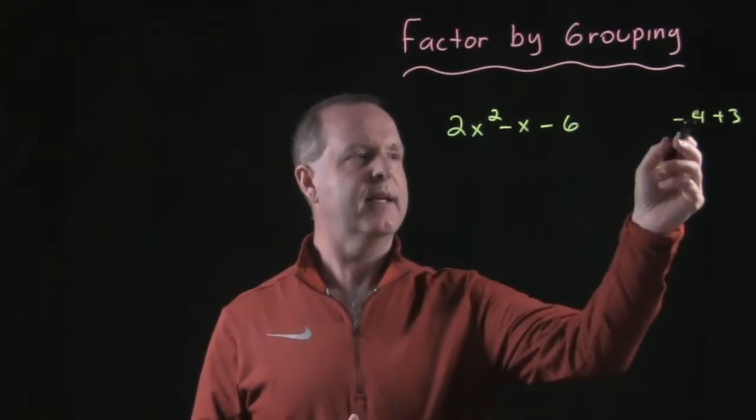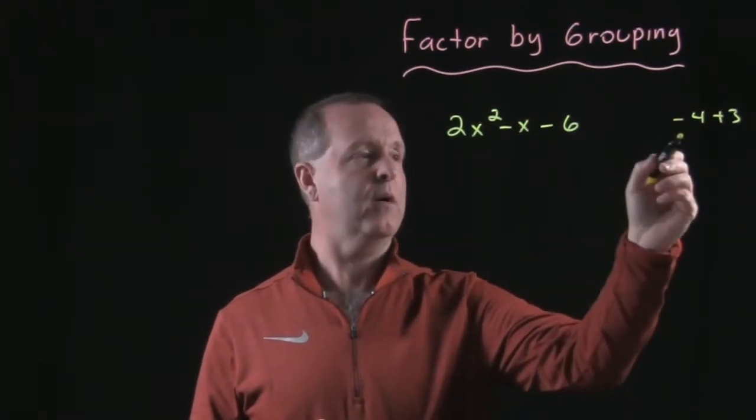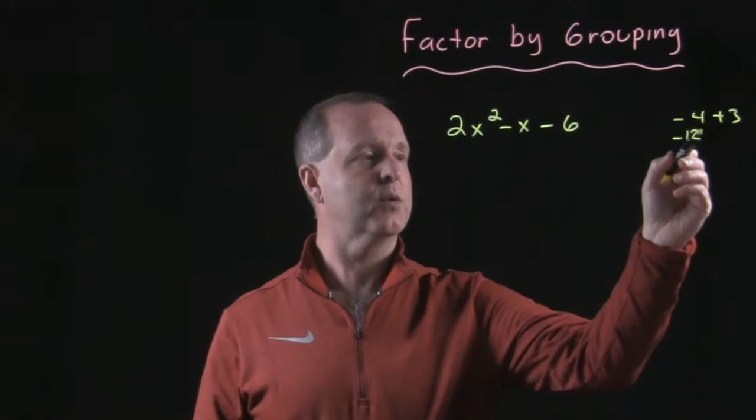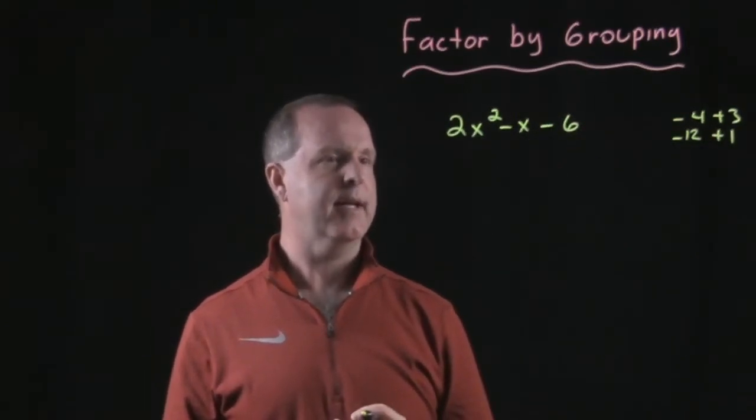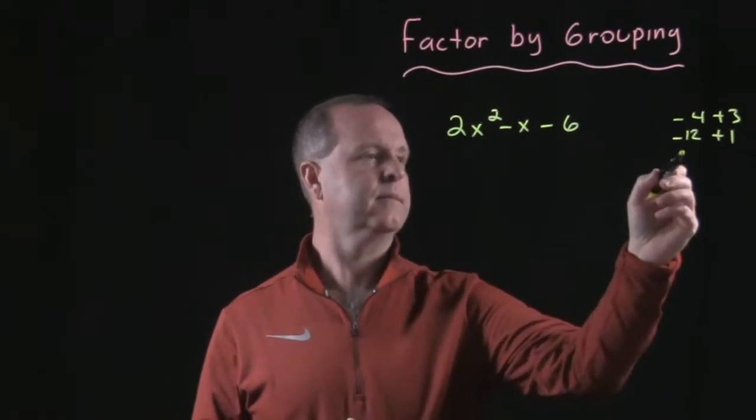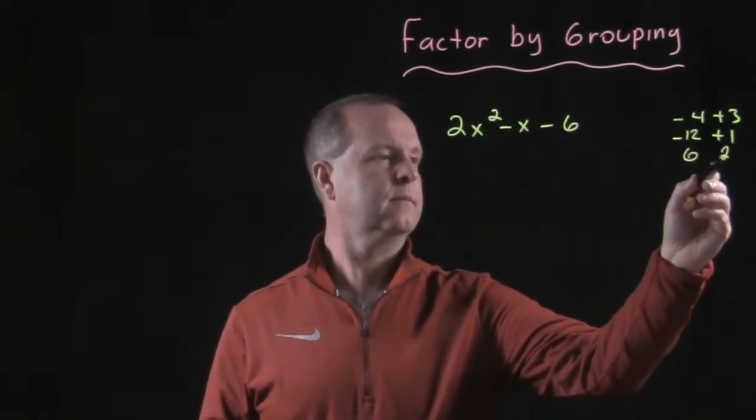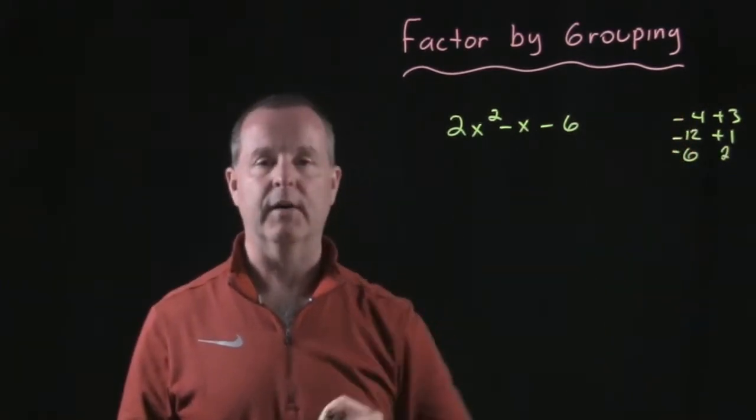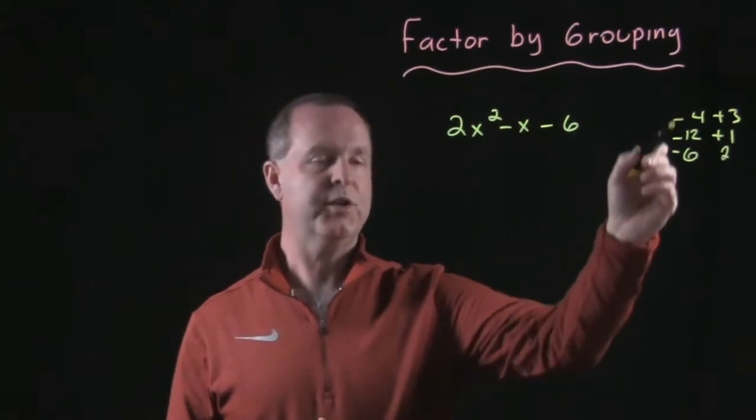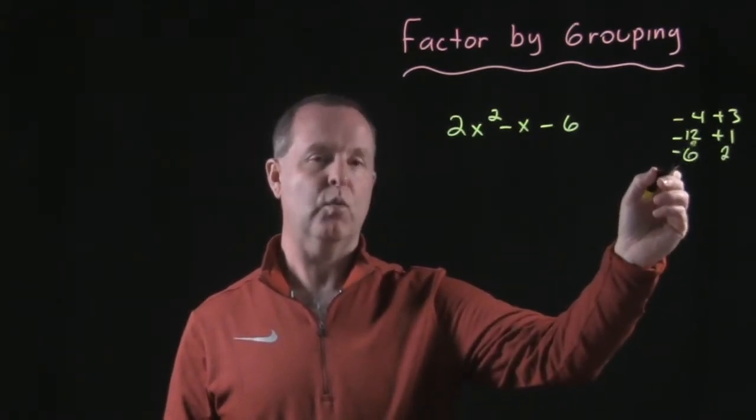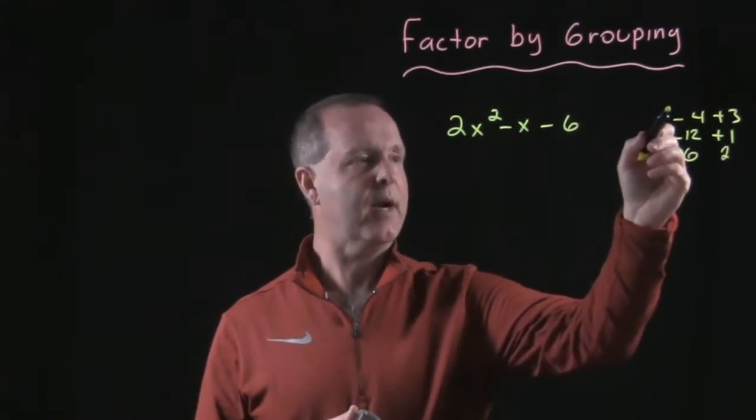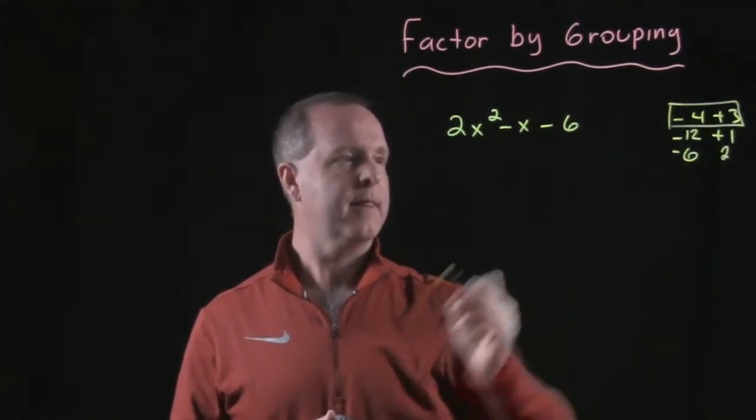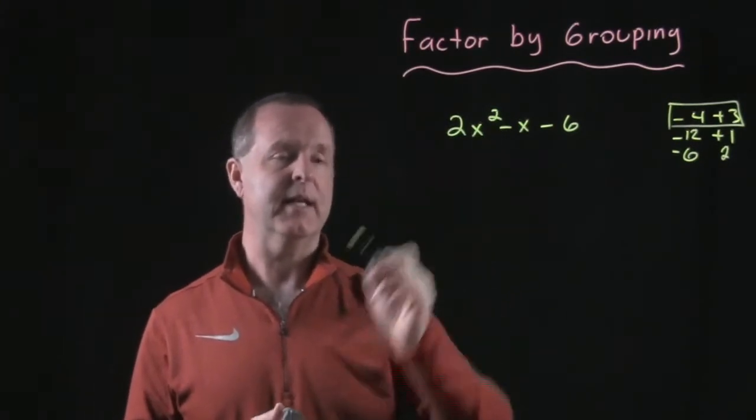Other factors that make a negative 12 would be what? A negative 12 and a positive 1, and I guess 6 and 2 as well, and their counterparts. Now I want to choose one of these, in the right order, that's going to give me a negative 1. And you recognize right now that minus 4 plus 3 produces negative 1.